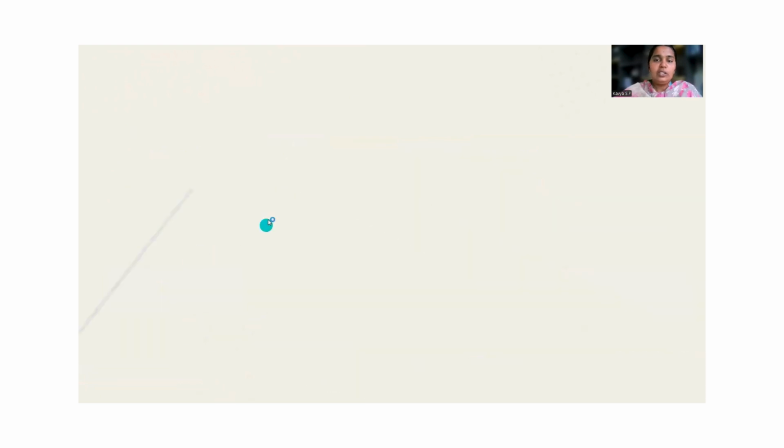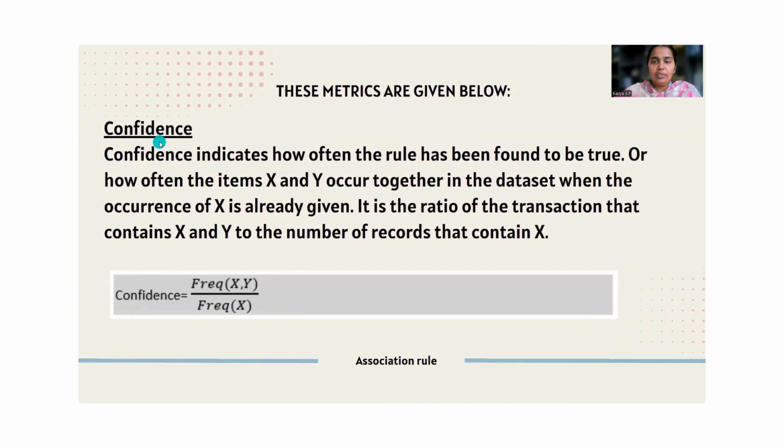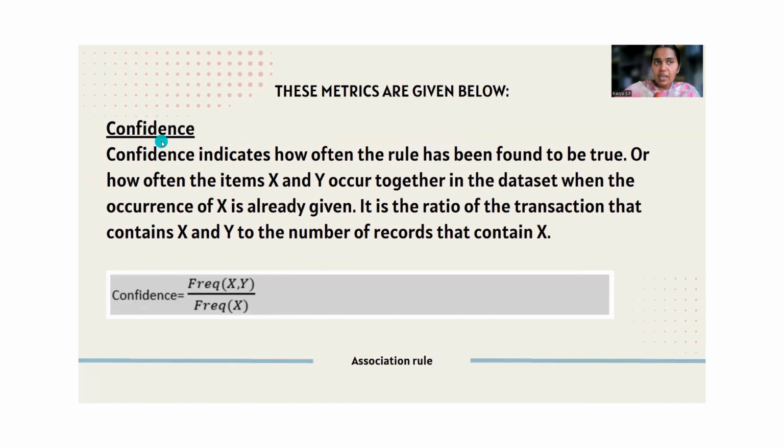The second terminology in our association rule is confidence. Confidence is nothing but, I was talking about if A, then B rule, right?